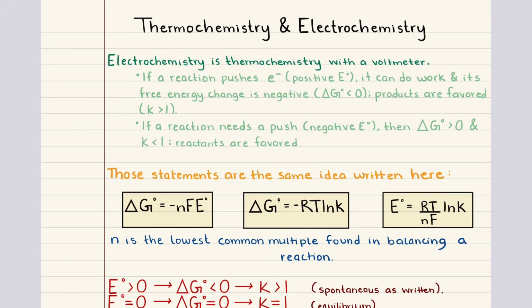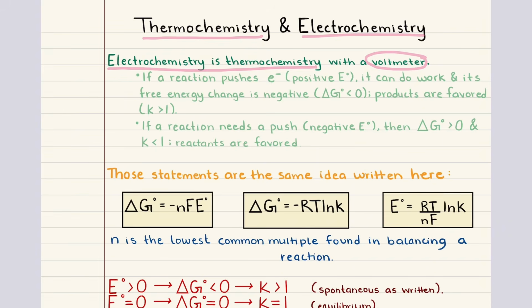In today's lesson, we're going to connect thermochemistry with electrochemistry by looking at how the movement of electrons is tied to Gibbs free energy and spontaneity. We're going to compare cell potential with free energy, interpret what a positive or negative voltage means, and then use these ideas to relate E cell to the equilibrium constant. And by the end of this lesson, you should see that electrochemistry is really just thermodynamics measured through a voltmeter.